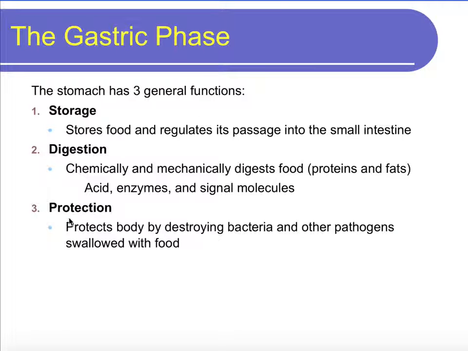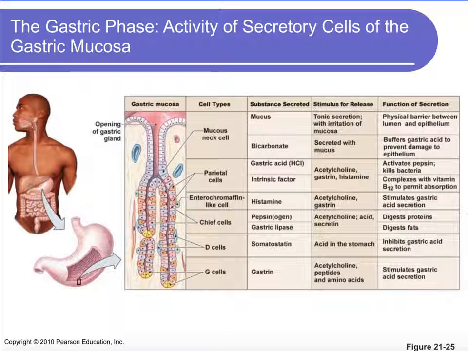And then the stomach also helps protect us. So it protects the body by destroying any bacteria or other pathogens that might have been swallowed with the foods that we eat. Now, obviously, it's not perfect. For example, H. pylori is a bacteria that can survive in our stomach, even though it's very acidic. So it can't protect us from everything, but it does protect us from a good amount of things.